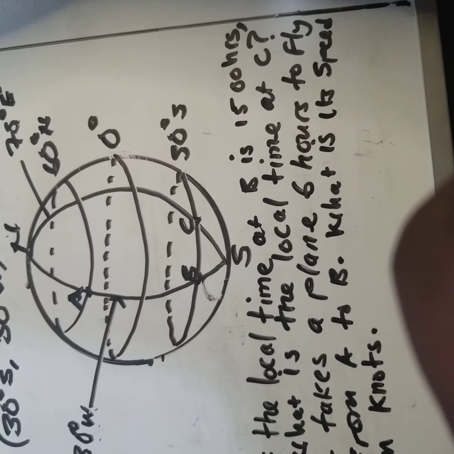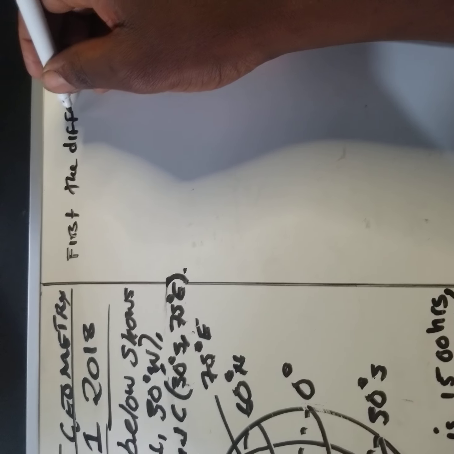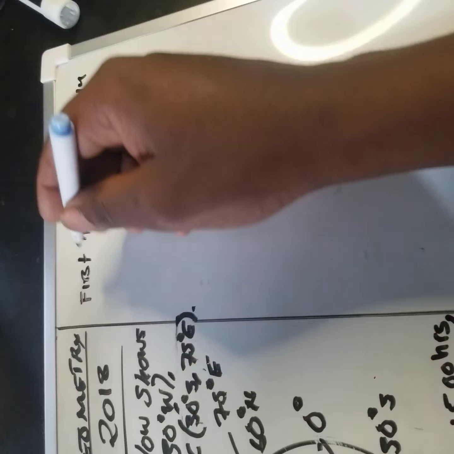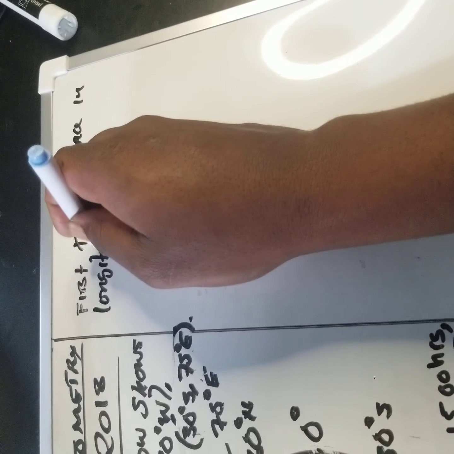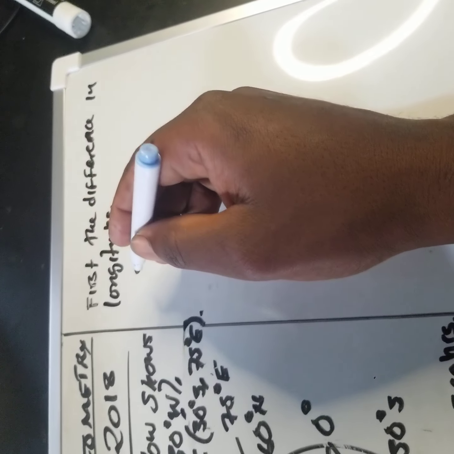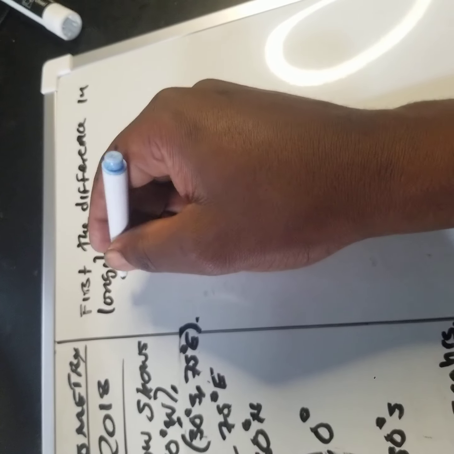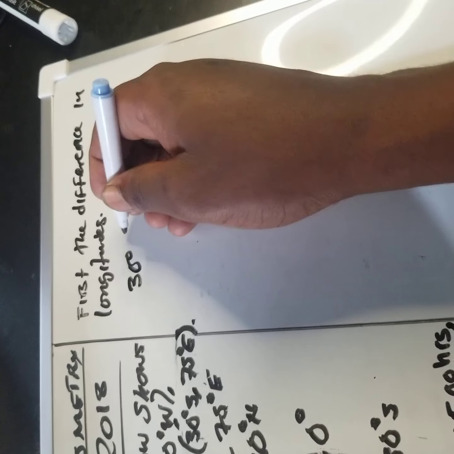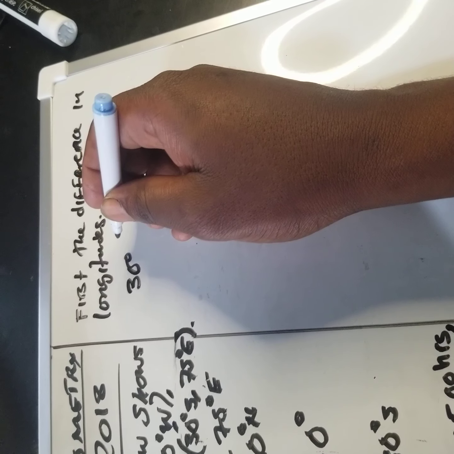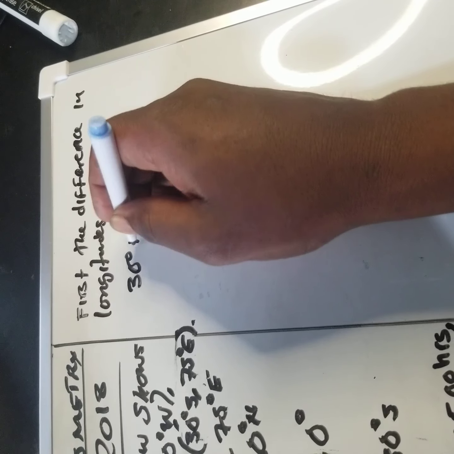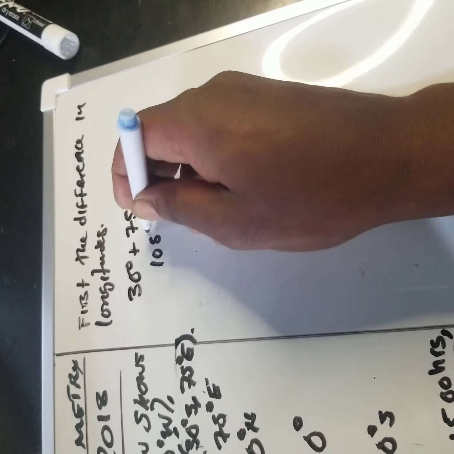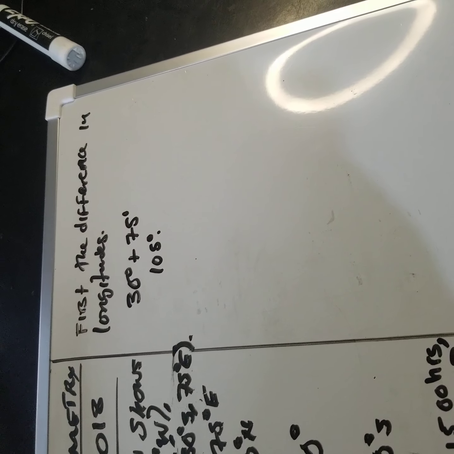The difference in longitudes: we have 30 degrees. Remember, they differ in directions, west and east, plus 75. And our answer there is 105. Okay, that is our answer.